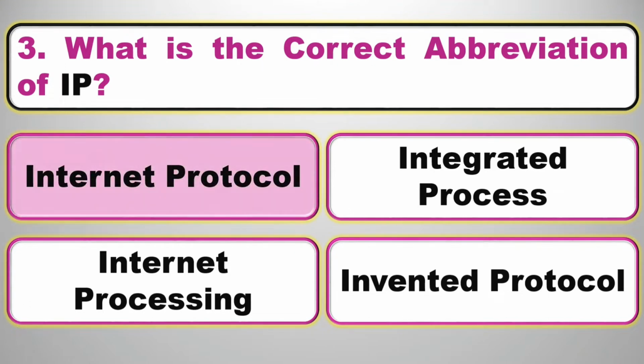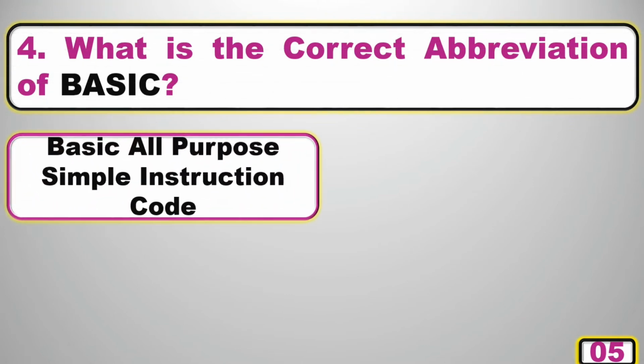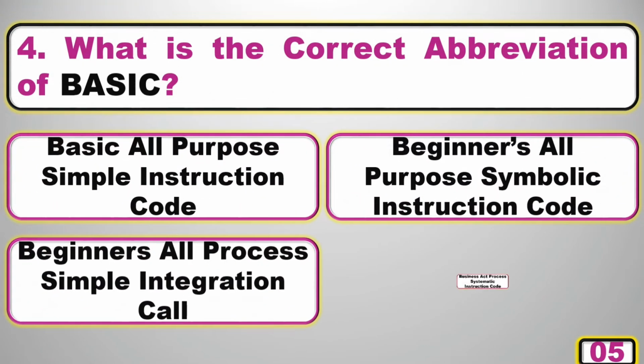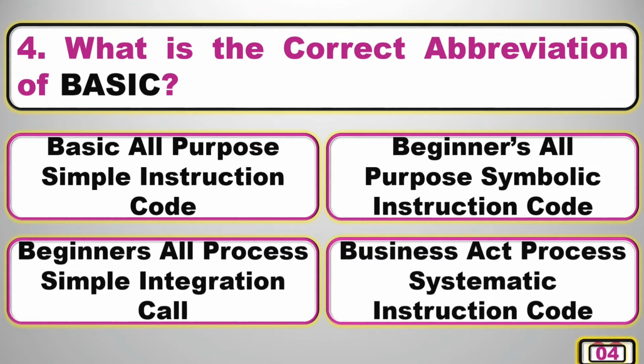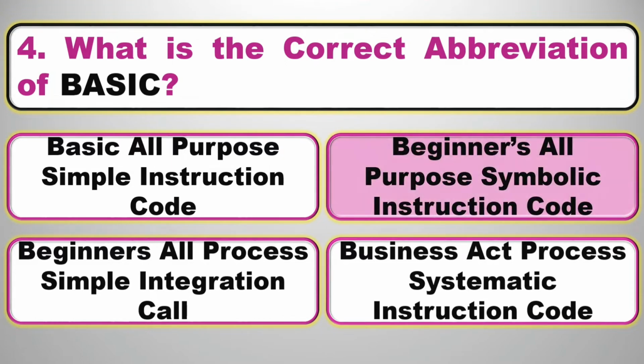What is the correct abbreviation of IP? Internet Protocol. What is the correct abbreviation of BASIC? Beginner's All-Purpose Symbolic Instruction Code.